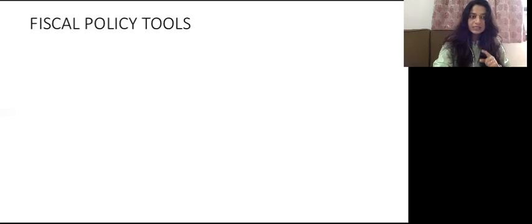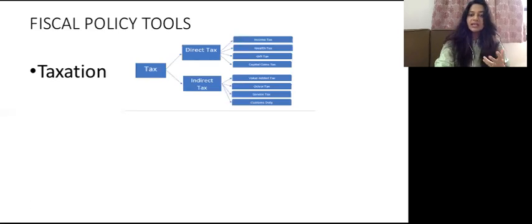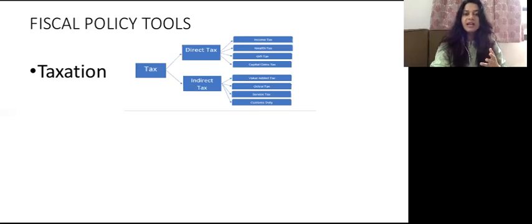The first tool of fiscal policy is taxation. Taxation includes taxes on income, property, sales, and investment. On one hand, more taxes means more income for the government. But on the other, it means that the general public have less money in their pocket.